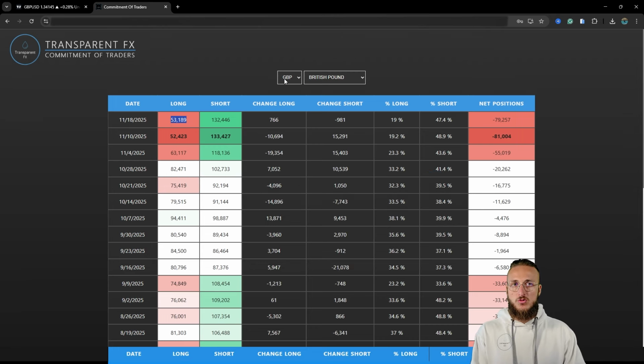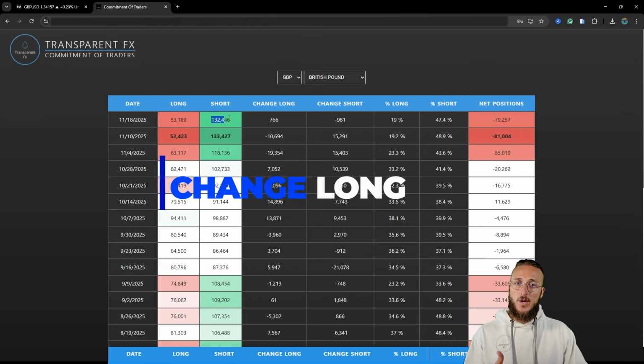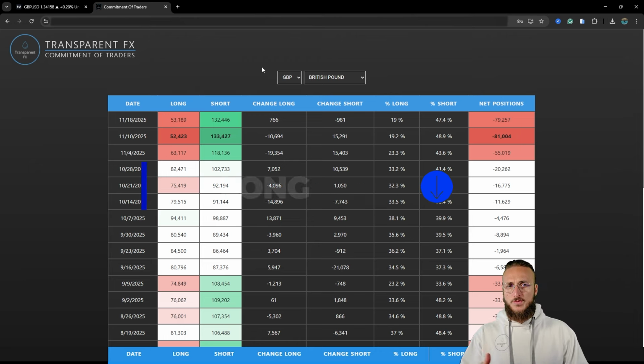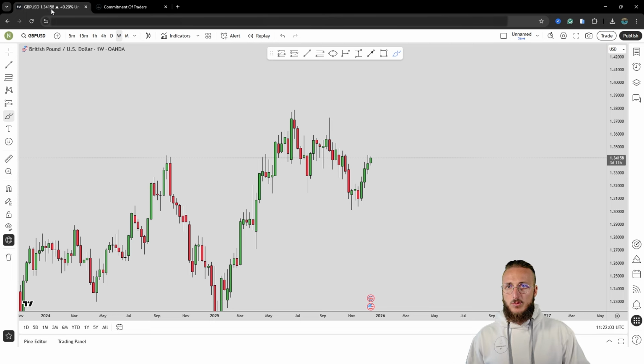Now, why do I say GBPUSD instead of GBP? Because all currencies on the spot are traded against the USD. So if we're looking at the data for the GBP, we're actually already looking at the GBPUSD. And here it is clear that they are quite aggressively bearish on GBPUSD with 132k shorts compared to only 53k longs. So let's keep this in mind and move back to the chart.